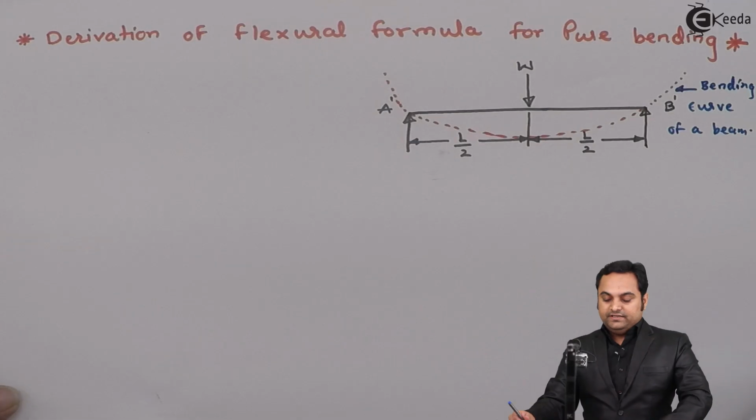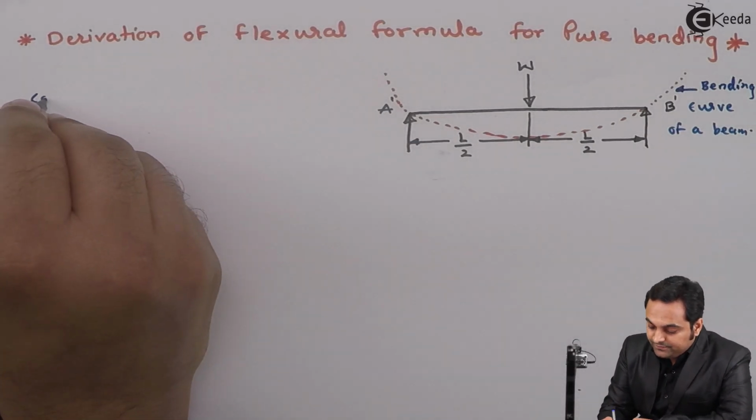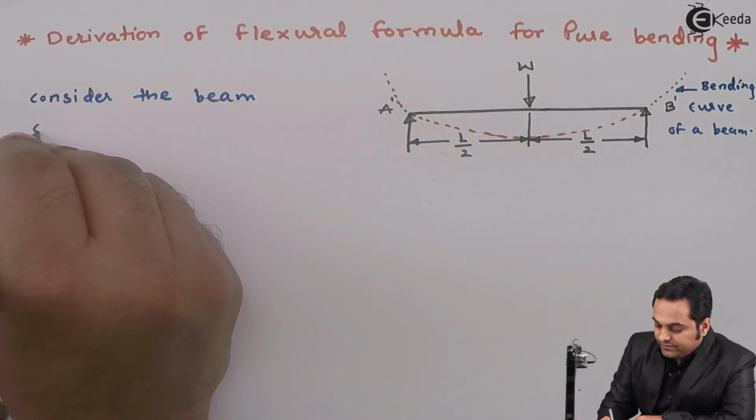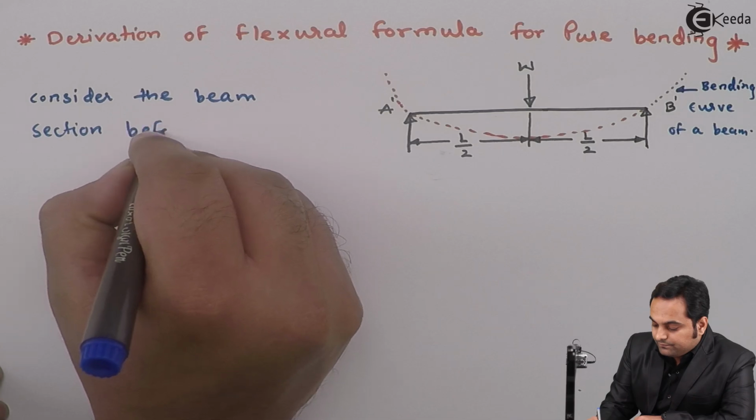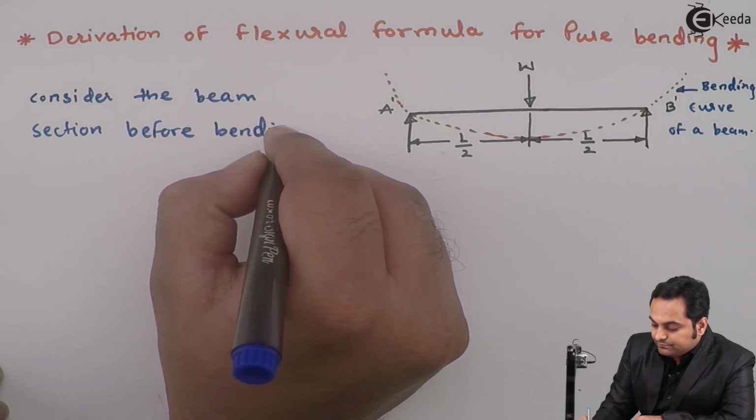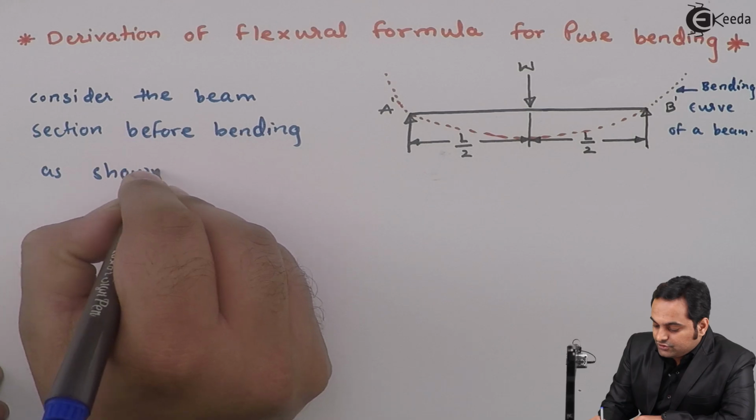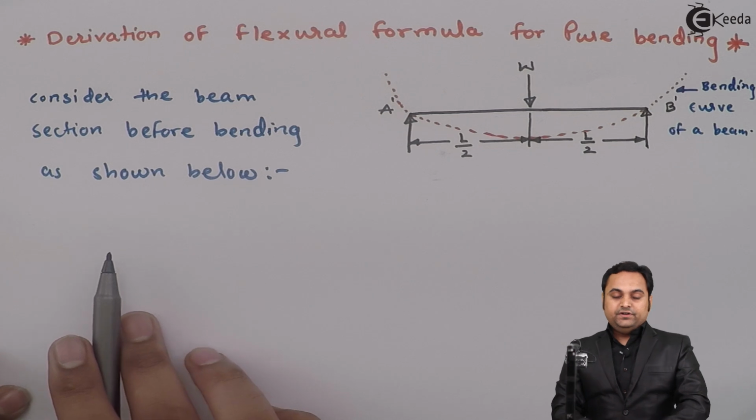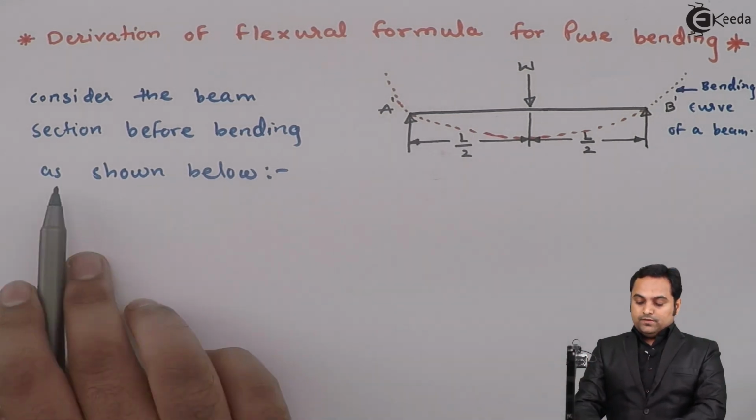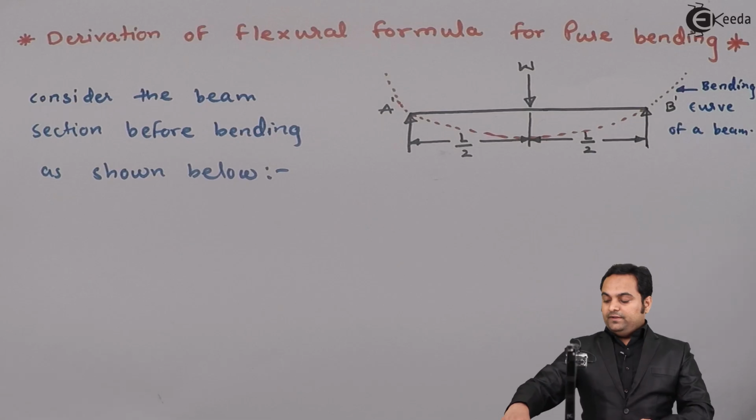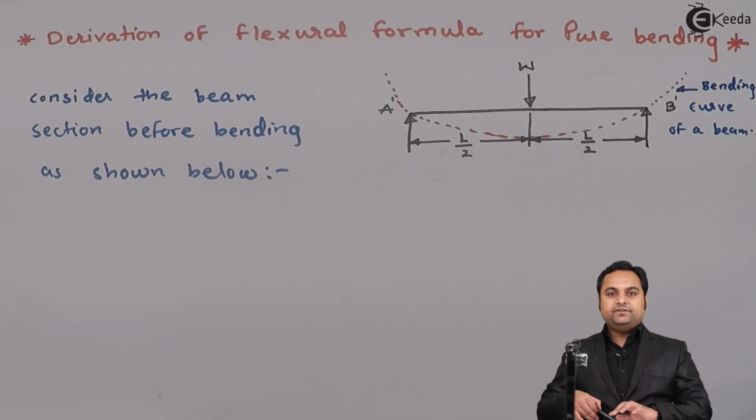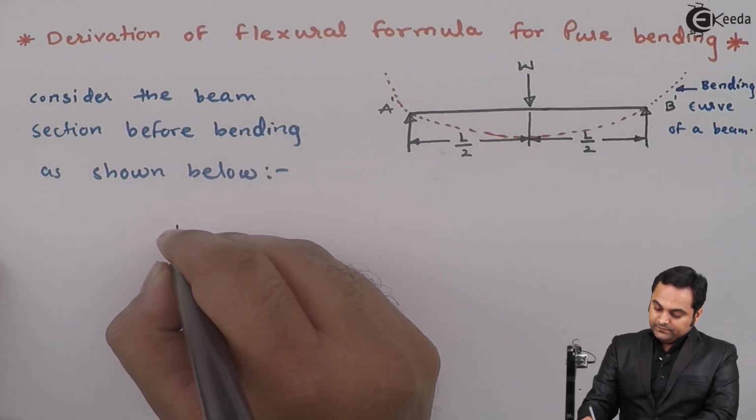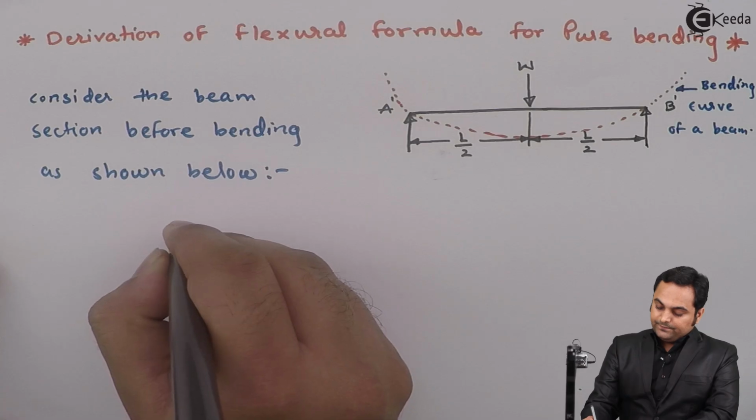Now what I will do, I will say consider the beam section before bending, as shown below. Here I will consider the section of this beam before bending. When the beam is not bending, it means it is completely straight, then the diagram will be in this manner.